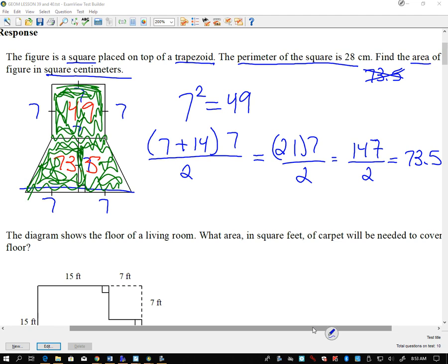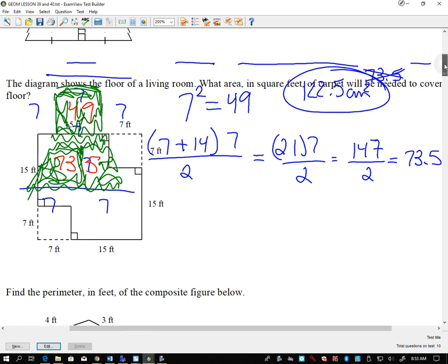122.5. Anybody going to check that? Confirm it? Centimeters squared, correct? Okay, does this make sense? Okay, and so if you look down at some of these other questions, you'll see that, oh, let me clear.